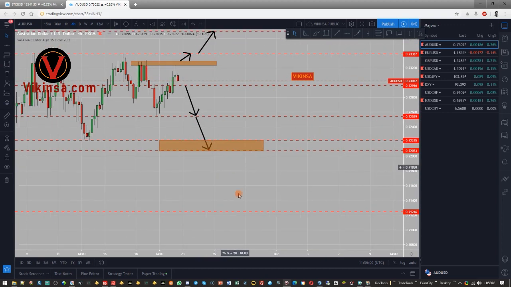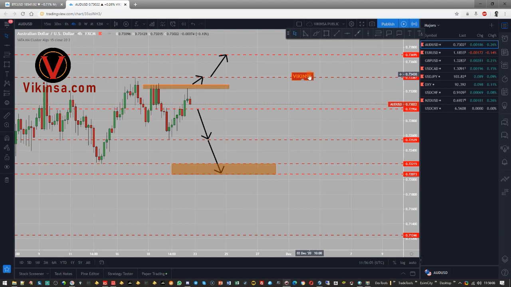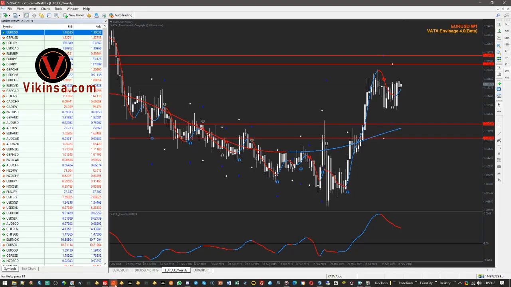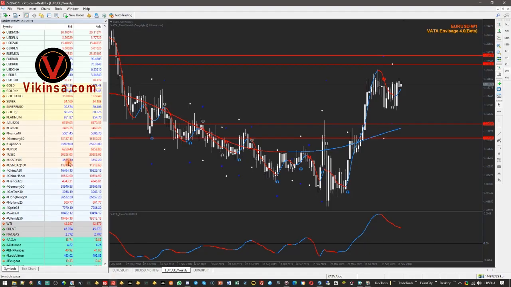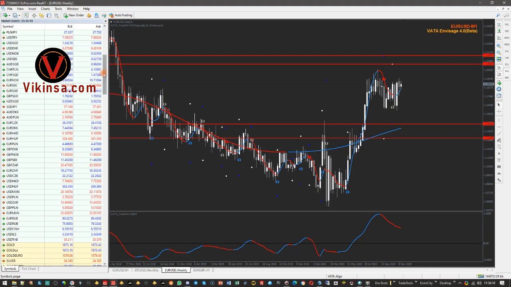Okay, and further down we have further targets which we just saw. Okay, so this is what we have on AUD USD. Let's look at and envisage what it shows us. Where is AUD USD? Okay, AUD USD.